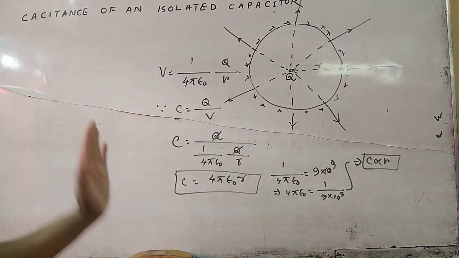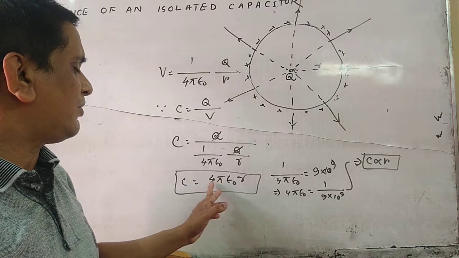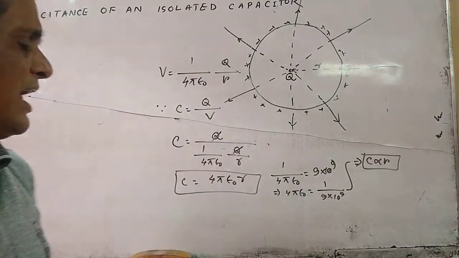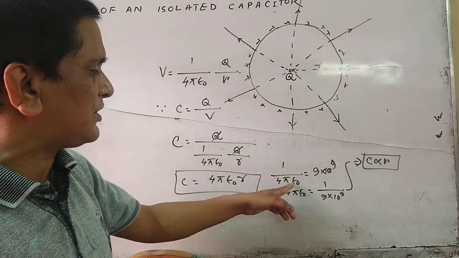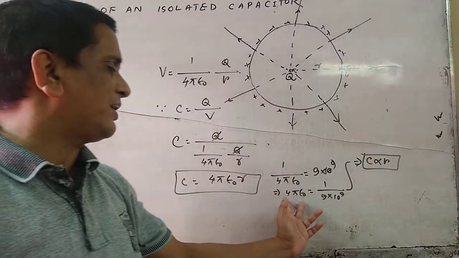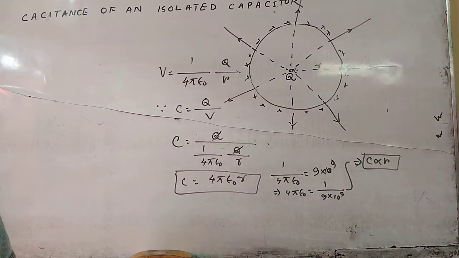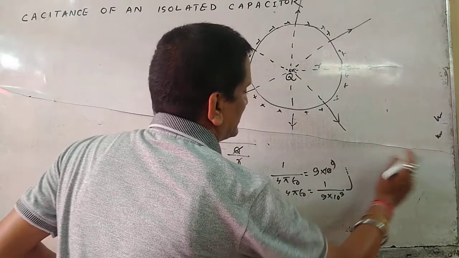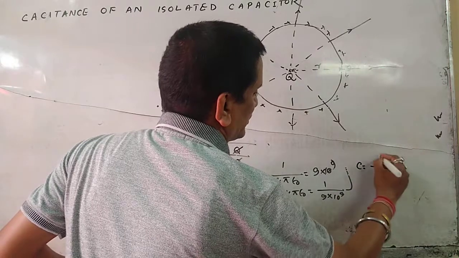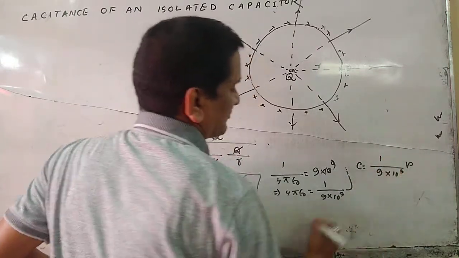Is it clear? From there we can say in the SI system C equals 4 pi epsilon naught R. And the value of 1 by 4 pi epsilon naught is equal to 9 into 10 to the power 9. So 4 pi epsilon naught equals 1 by 9 into 10 to the power 9. So we can say that the value of C is equal to R by 9 into 10 to the power 9.